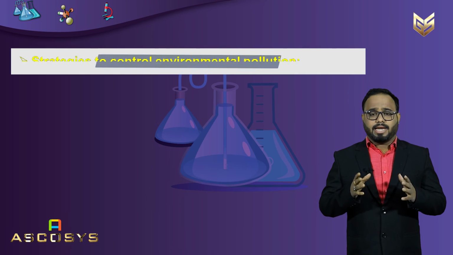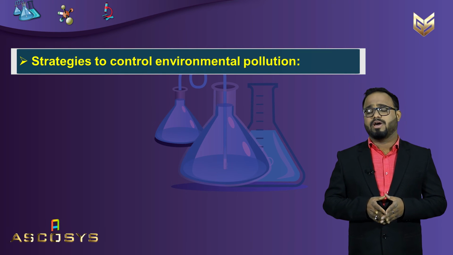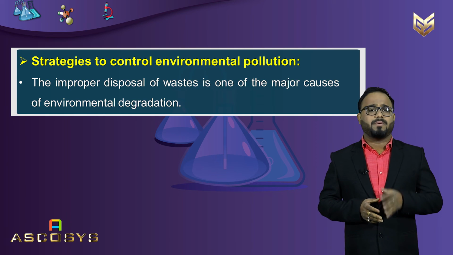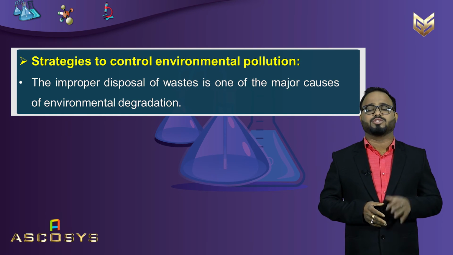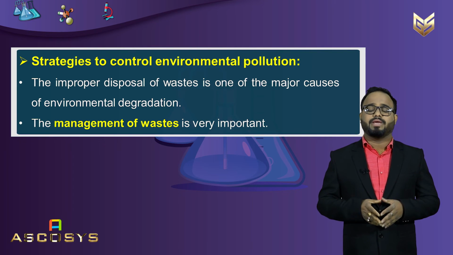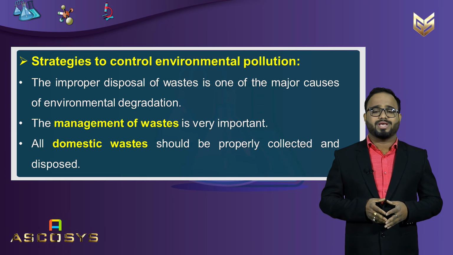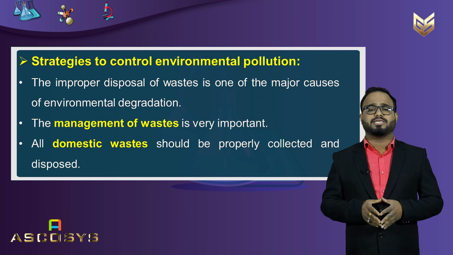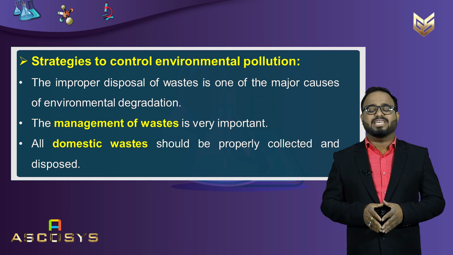However, these pollutants can not only harm the general health but can also harm the aquatic life. In the next part, we shall discuss the different strategies as to how we can control environmental pollution. Now students, let us see the strategies to control environmental pollution. Number 1, the improper disposal of waste is one of the major causes of environmental degradation. The management of waste is very important so that we can segregate industrial and chemical wastes. All domestic waste should be properly collected and disposed, and we should be very careful while disposing of this chemical waste, because without disposing of this waste properly, the environment cannot be controlled.